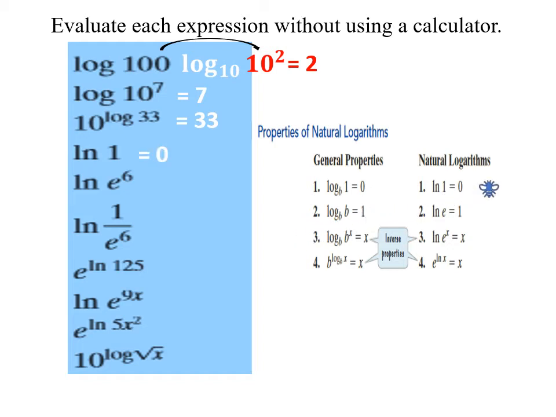ln 1 is 0. And ln e to power 6, that's 6. And ln 1 over e to power 6, that's negative 6. So we're using property number 3 in natural log. So application to the fourth property in natural log, and the last one is square root of x, and that's an old property.